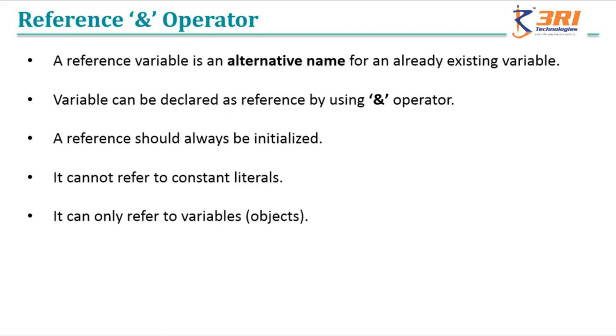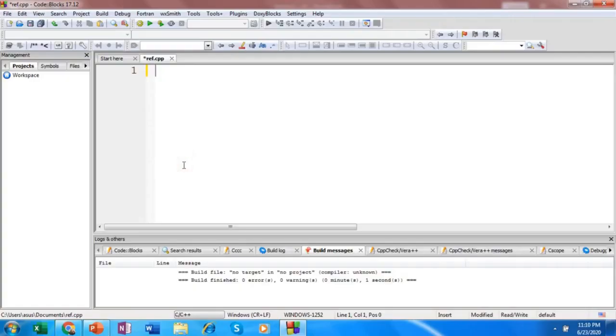So because of these limitations, references in C++ cannot be used for implementing data structures like trees, linked lists, etc. But references are, yes, safer and easier to use. Let's write a program and understand reference variables.